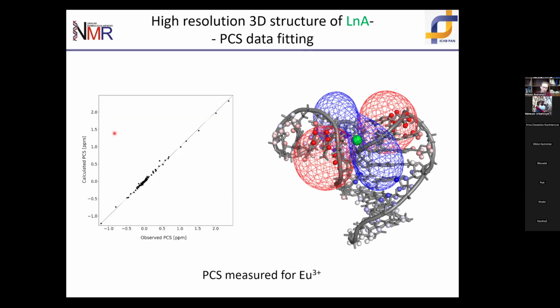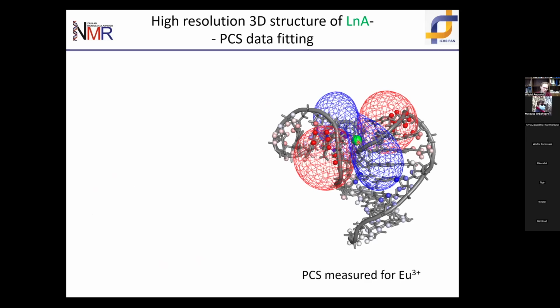And for every single metal, what you can do is see how the PCS observed experimentally compare with the ones computed from the equation. And if you have this kind of good agreement, this means that exactly this one single structure is able to explain all the paramagnetic effects. This means that the structure is actually rigid and the metal is at a single position.